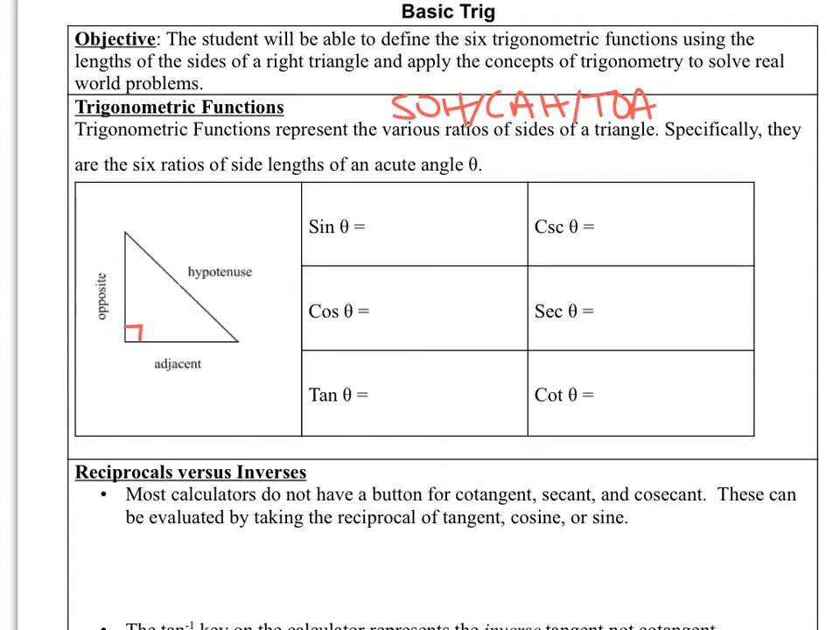And so what that meant is that sine is the ratio of the opposite side over the hypotenuse. Cosine is the ratio of the adjacent side over the hypotenuse. And tangent is the ratio of the opposite side over the adjacent. And let's make sure we can identify these correctly.